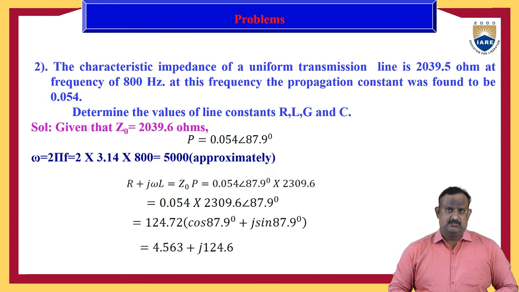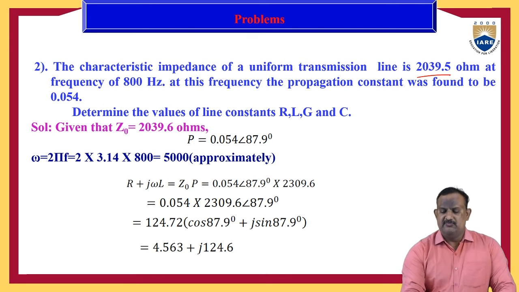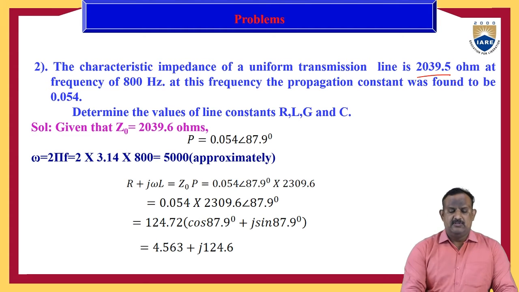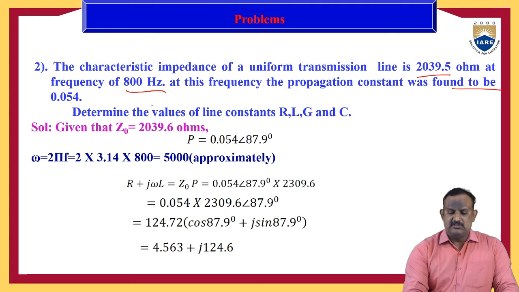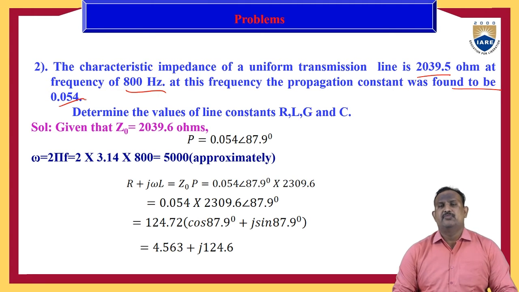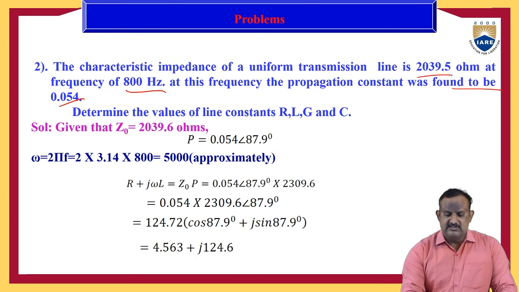Next, a similar type of problem. The characteristic impedance of a uniform transmission line is 2039.5 ohms at a frequency f equal to 800 Hz. At this frequency, the propagation constant was found to be 0.054. Then we need to find all the primary constants.